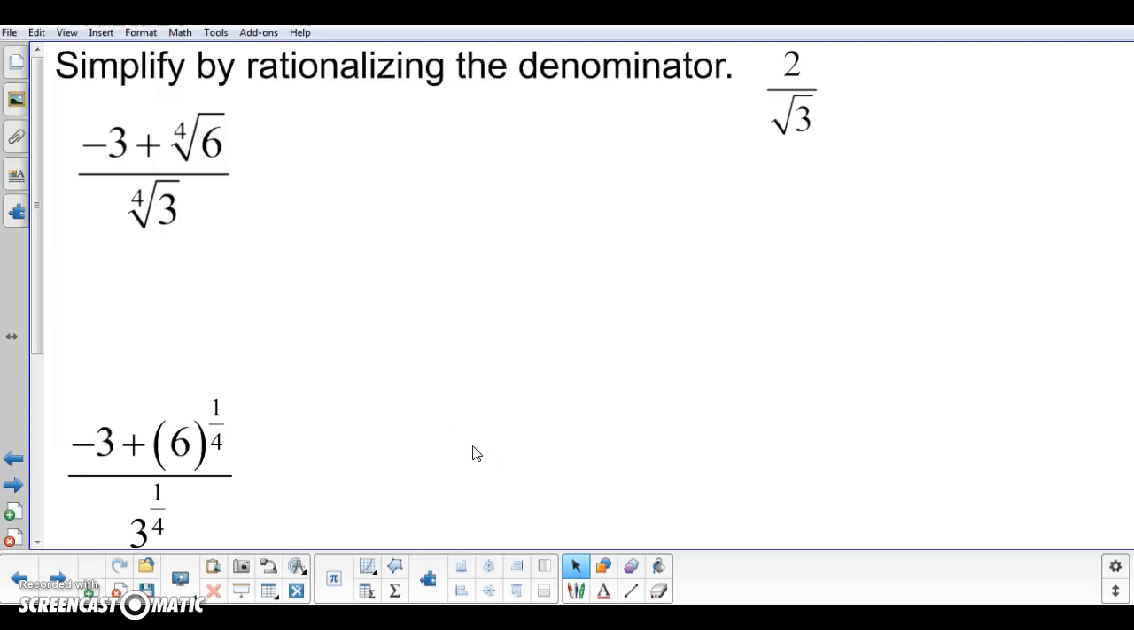In this final video for lesson 2 on applying properties of rational exponents, we're going to simplify some expressions that have radicals in the denominator. So first of all, I'm going to remind you how to do that.